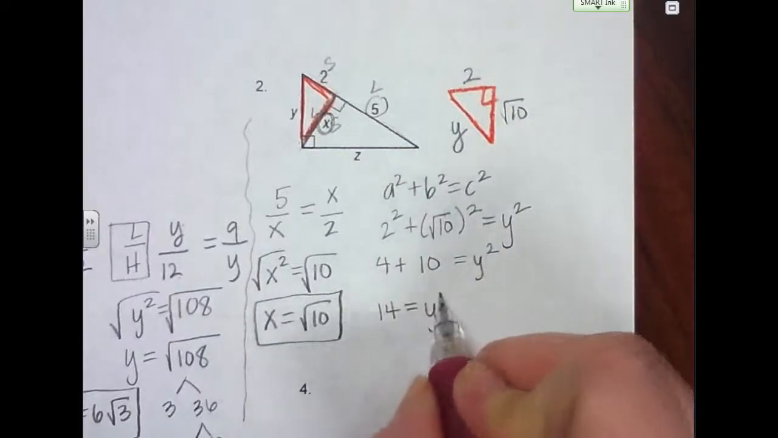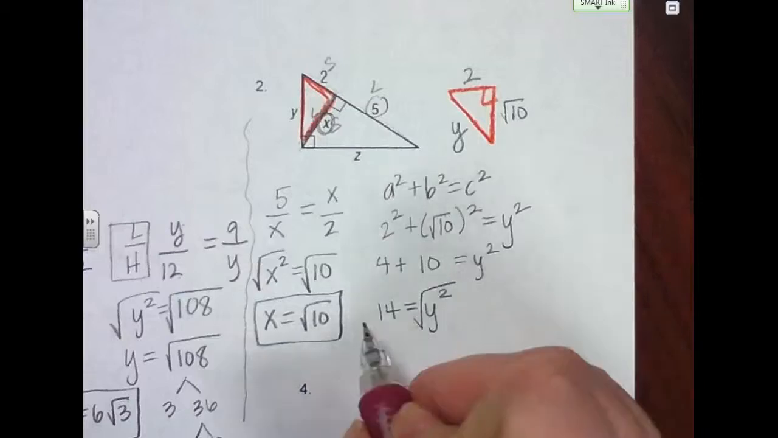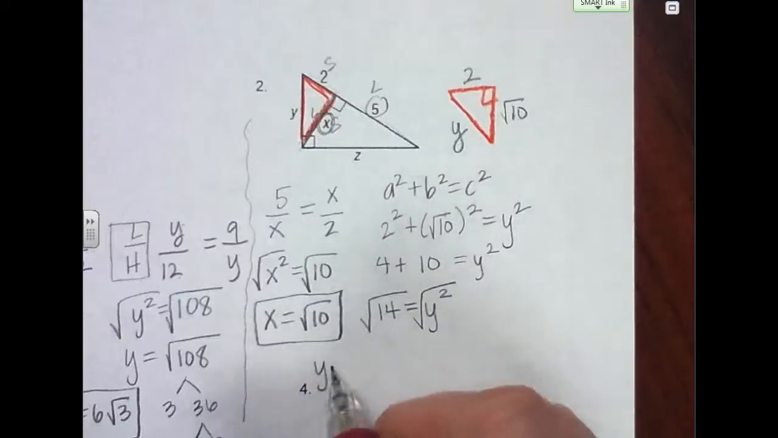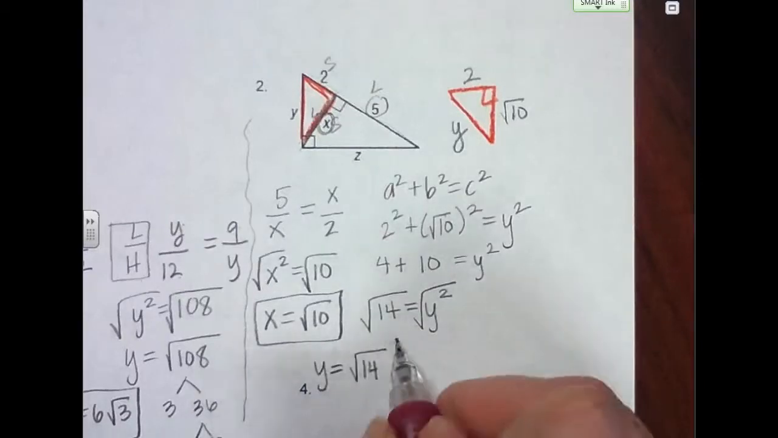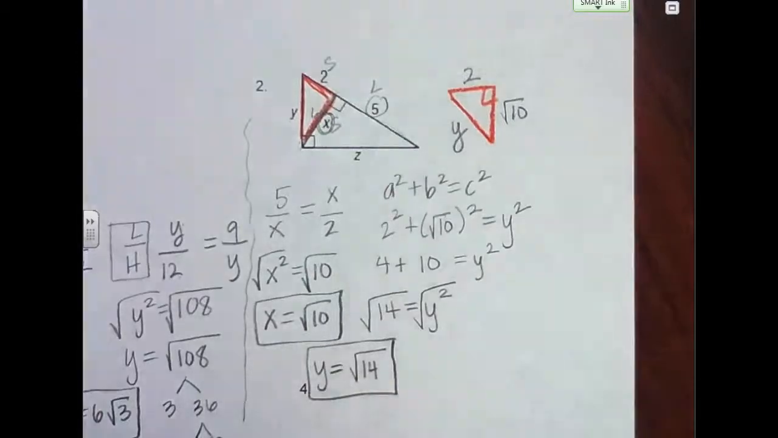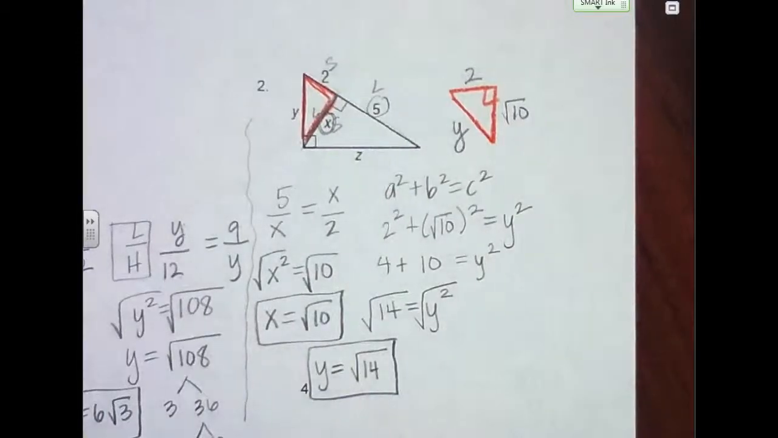14 equals y squared. Square root. And we find out that y is the square root of 14. And that doesn't simplify. You could try to simplify it, but there's no pairs when you do your factor tree.